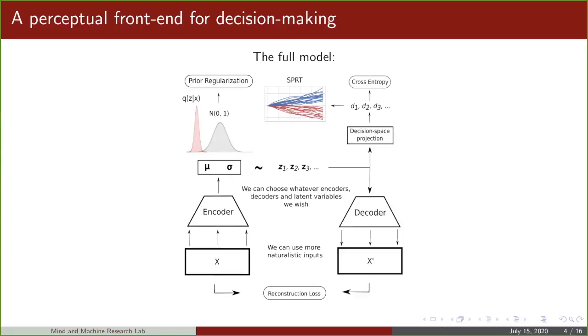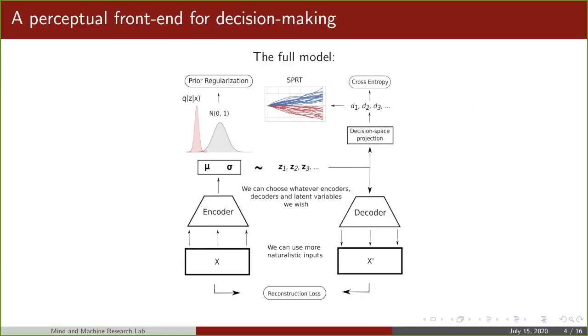Now, the interesting aspect of such a framework is that in the end, we are not constrained to a particular type of encoder, decoder, or latent variable. So we can vary these architectures in whatever way we want to see if they match or don't match some particular behavioral experiment that we've done. And we can also use more naturalistic input stimuli. We could even potentially use videos.